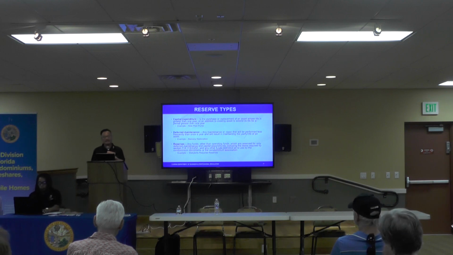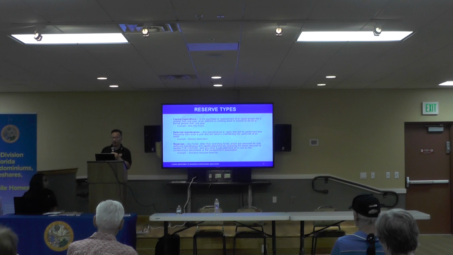Capital expenditure is the purchase or replacement of an asset with a life of more than 1 year, or an addition to existing assets to extend its life more than 1 year. Example, new pool pumps. Deferred maintenance is any maintenance or repair that will be performed less frequently than once a year and will result in maintaining the useful life of an asset. Example, balcony restoration.